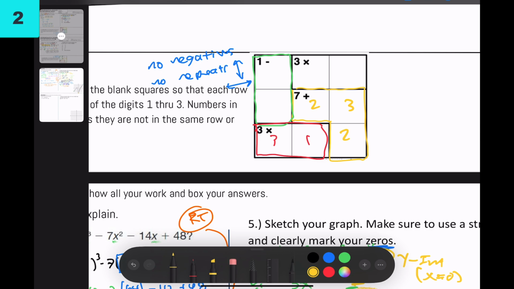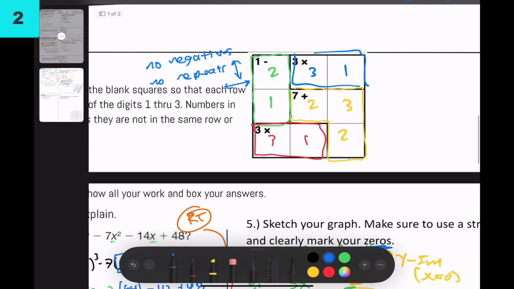Green. And then we're missing the number 2. And then up here, we're missing the number 3, and then that would be 1. And does that work? Yes, it does. No repeating numbers. All right.